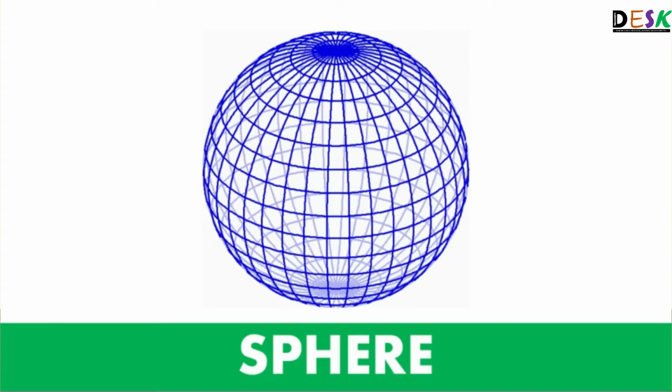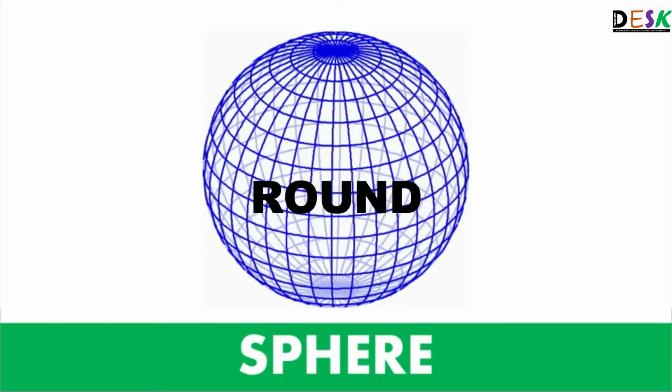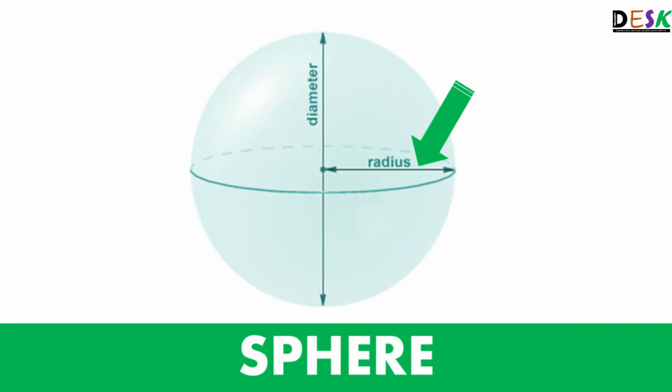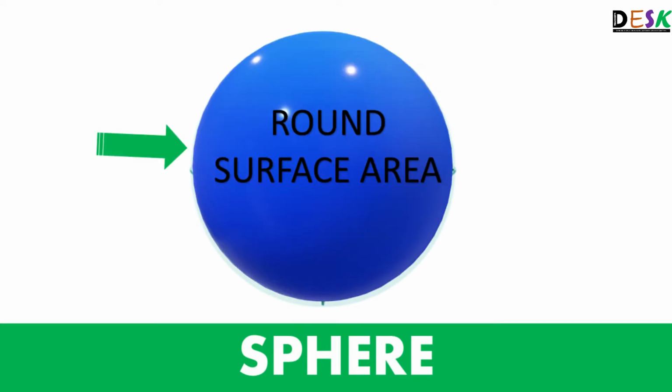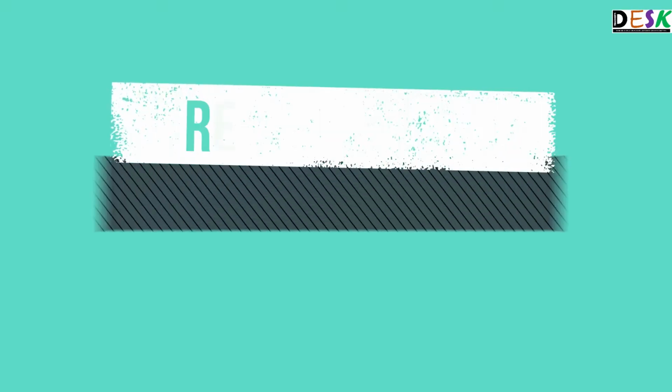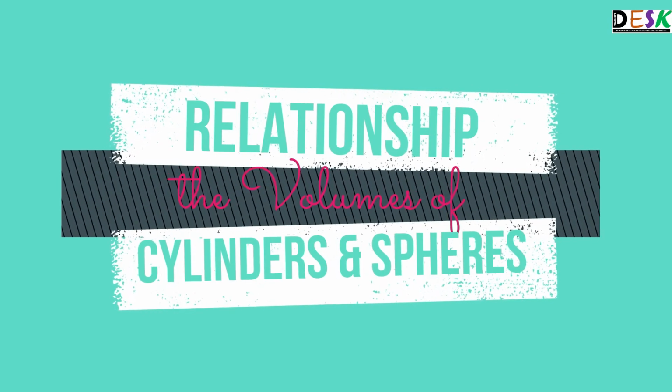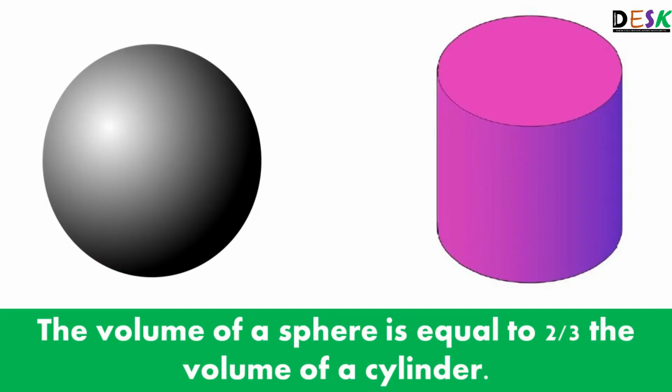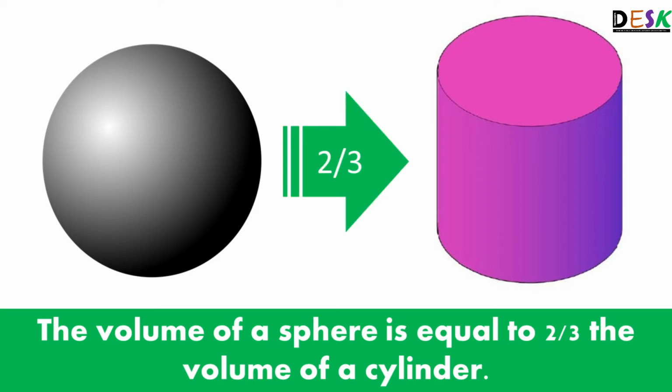A sphere is a 3D object that is round in shape. A sphere has radius, diameter, surface area, and volume. Cylinders and spheres are also related to each other. How is that? The volume of a sphere is equal to 2/3 the volume of a cylinder. Hence, if you would fill up a sphere with liquid and transfer it to a cylinder with the same height and base area, the liquid would fill up 2/3 of the cylinder.